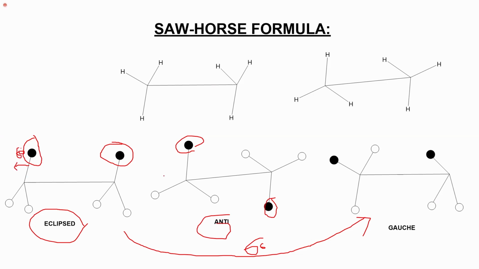Let's say this whole thing is fixed. I am fixing this position. Now I am rotating this part. Then this will go 60 degrees. This will also go 60 degrees. So then what will happen? What will we get? So this part is fixed.